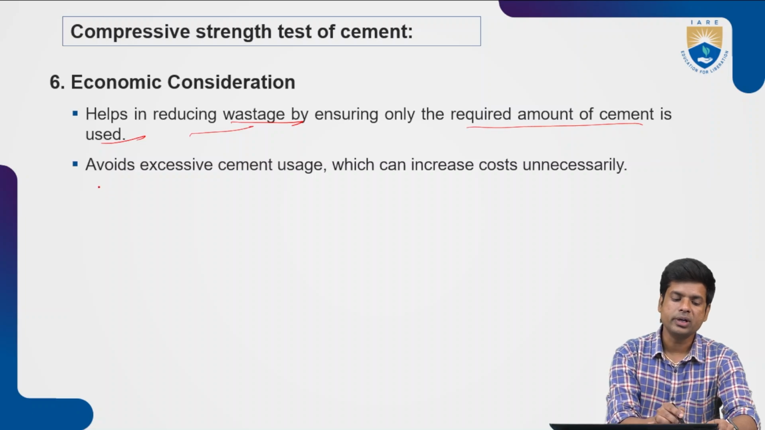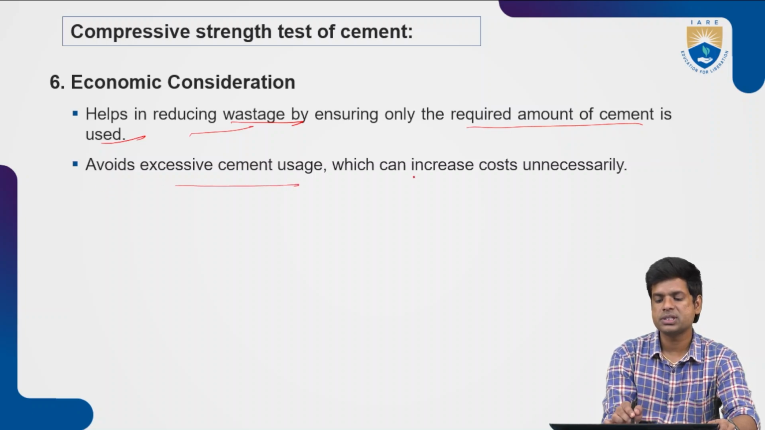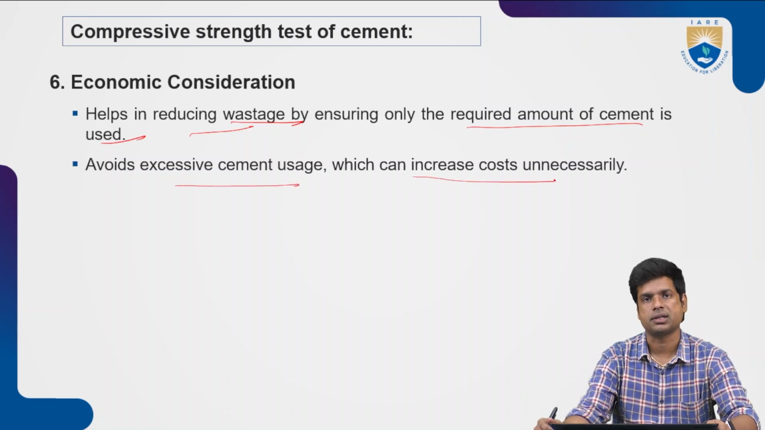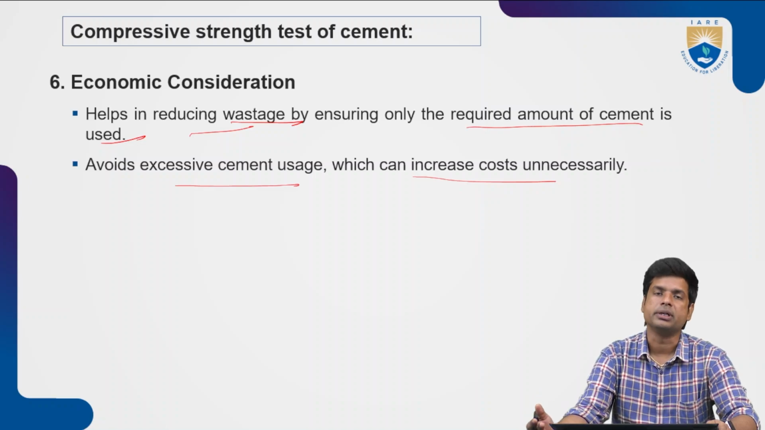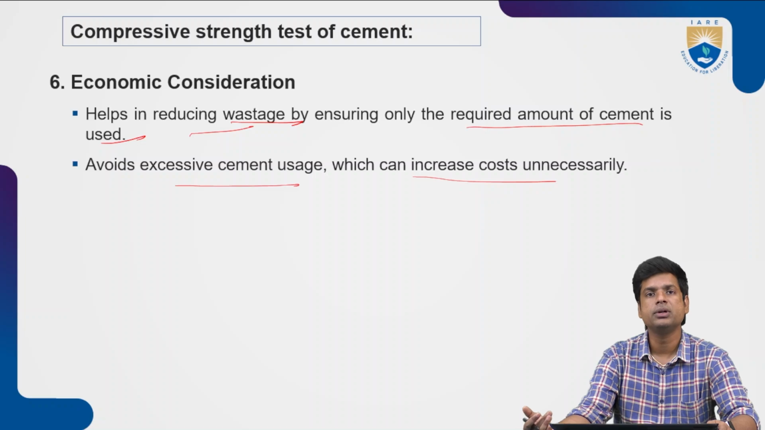And next one, avoids excessive cement usage, which can increase the cost unnecessarily. If you use more cement without any requirement, that will increase the cost of the product, the cost of the construction project, right? So if you get some idea about the compressive strength of cement, then we can limit the usage of cement, so that we can reduce the cost of the project or construction.